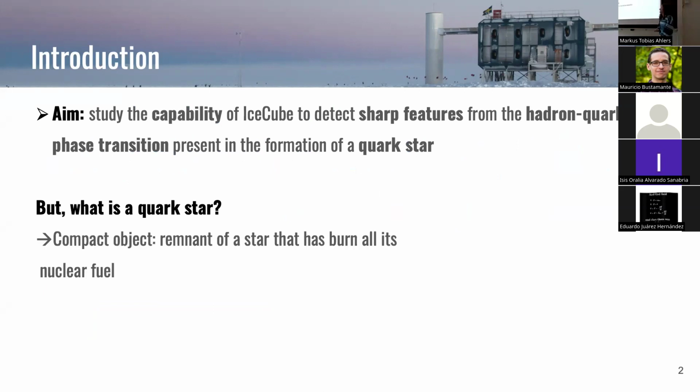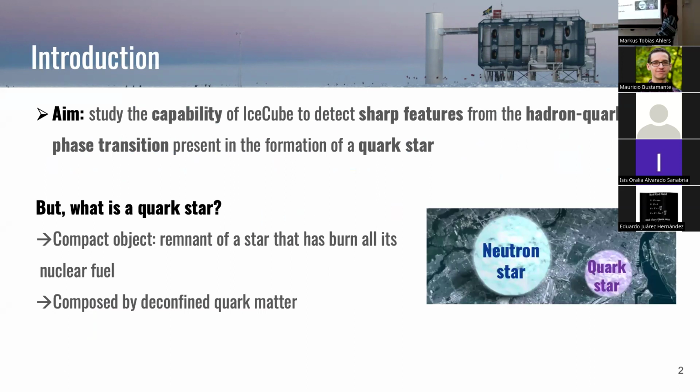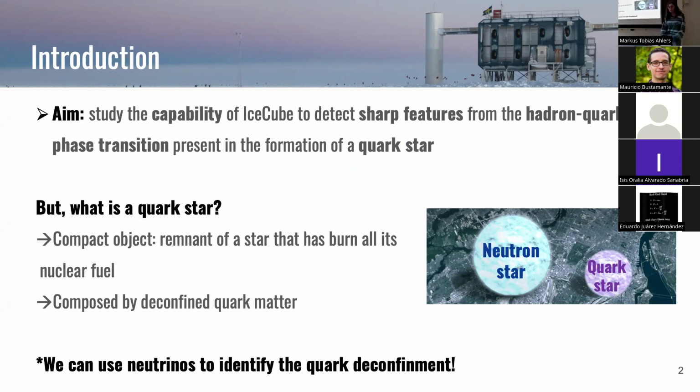A quark star is a theoretical, for now, compact object, so a remnant of a star that has burned all its nuclear fuel, which is composed of deconfined quark matter. So instead of the typical neutron star composed of neutrons, hadronic matter, we have a smaller, more compact object where the quarks are just going around in a soup. We can use the neutrino signal from the quark deconfinement to identify such stars.